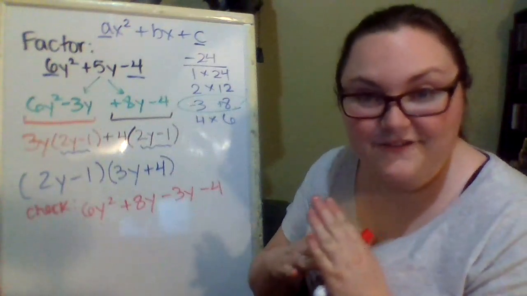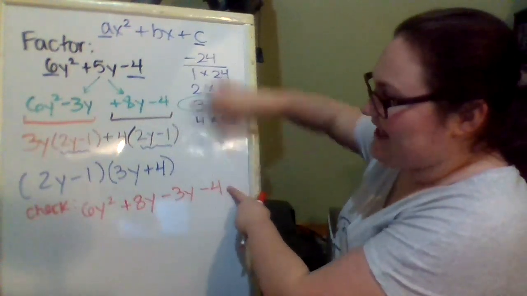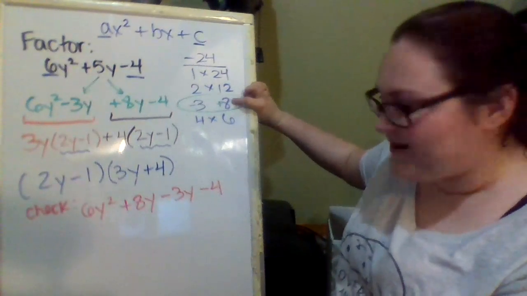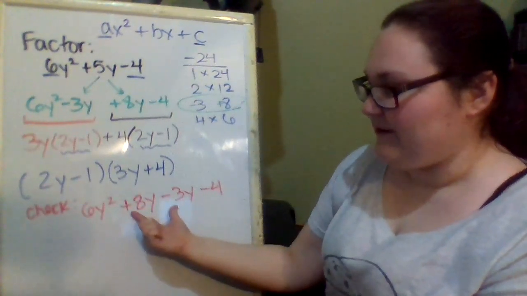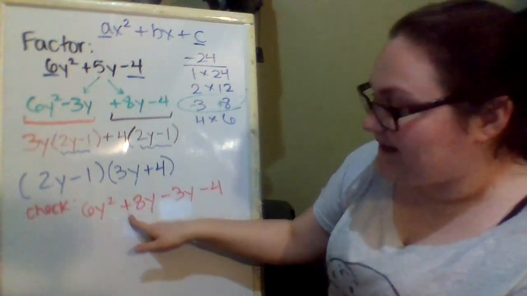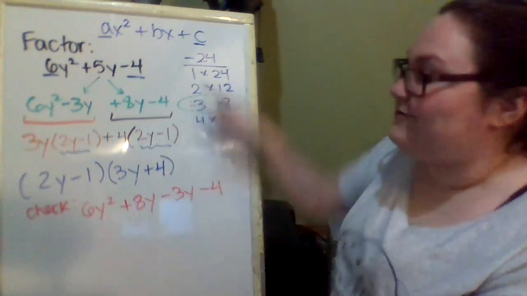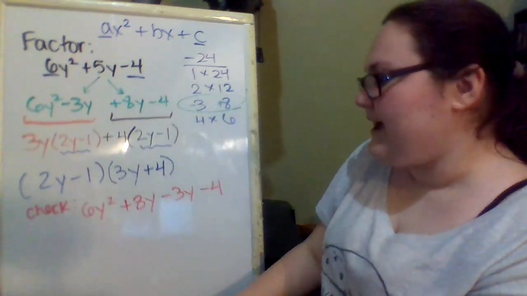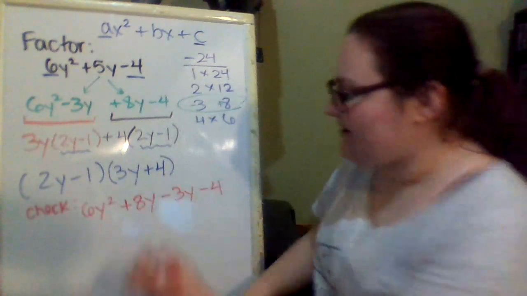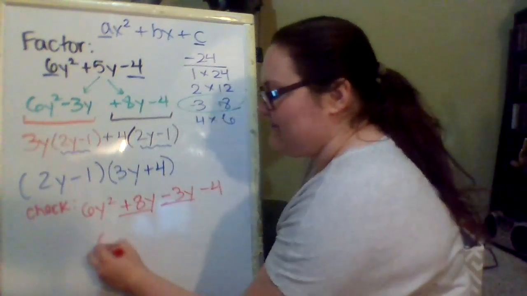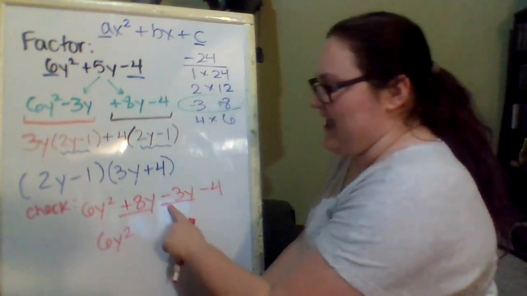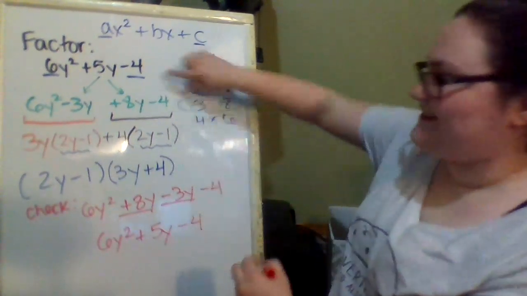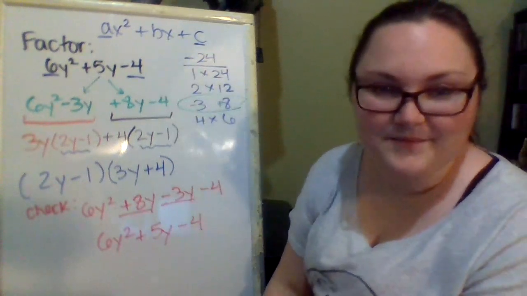Now I just want to pause here for a second because I want you to compare this line with this line. The whole reason we were using these two numbers is because look right here. When you multiply it out, you end up getting a plus 8 and a minus 3, just like we did right here. They're just in the opposite order. And then if we finish our check, I'm going to combine these two, which ends up giving me 8 minus 3 gives me a positive 5y minus 4, just like we had in the original problem.